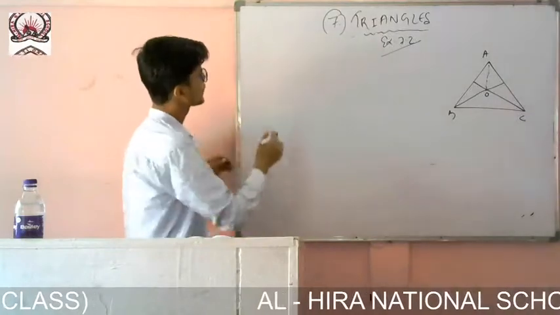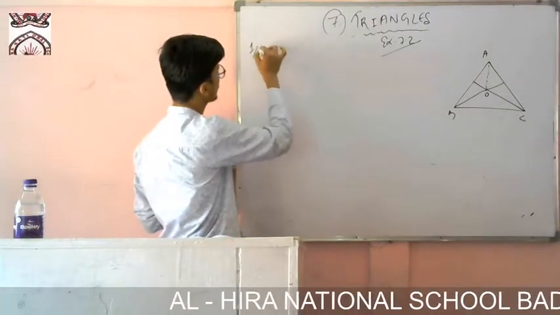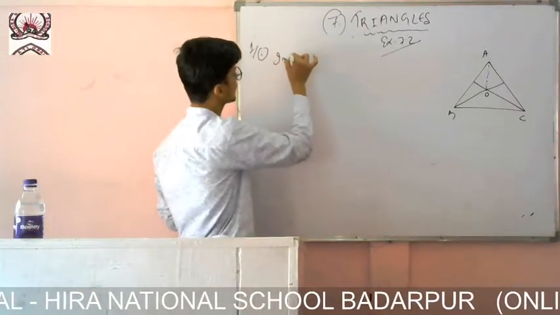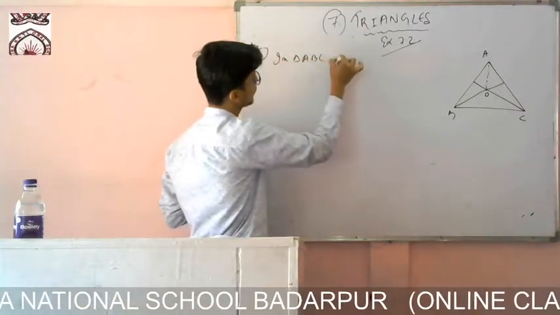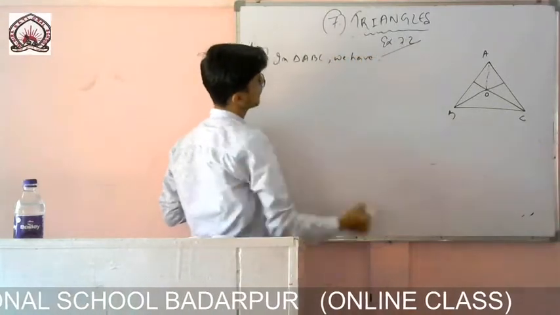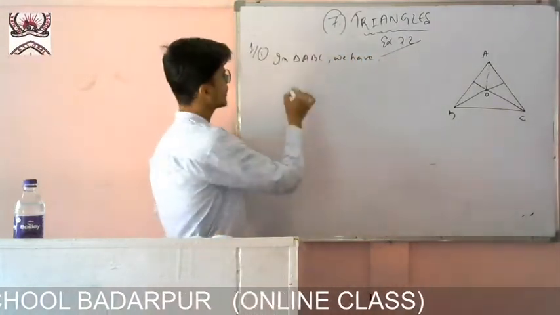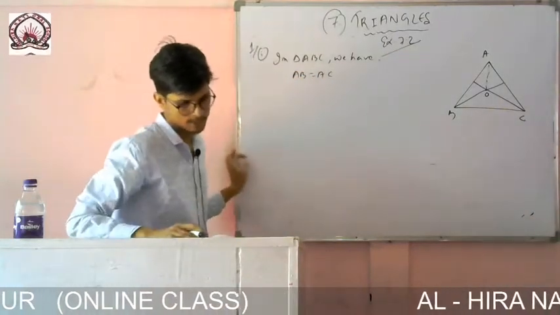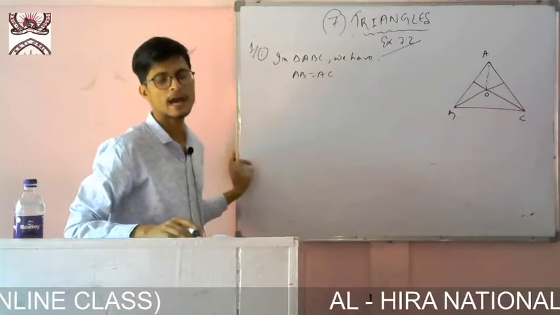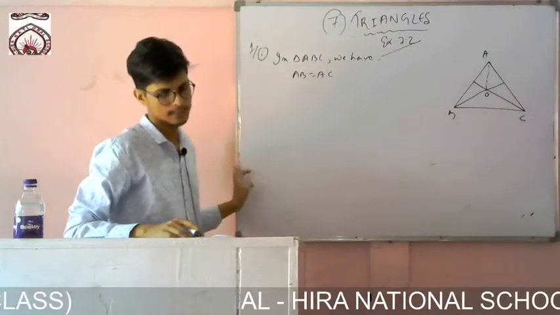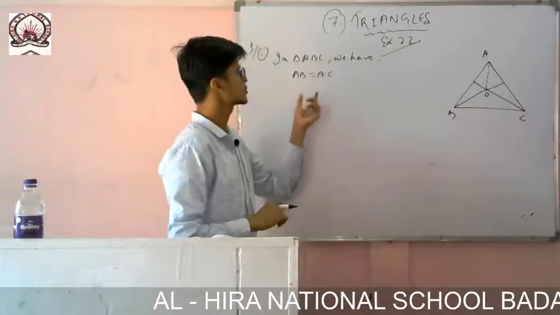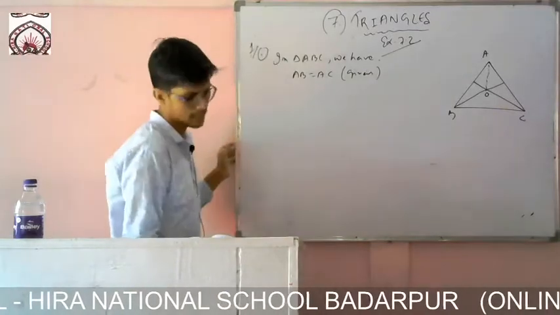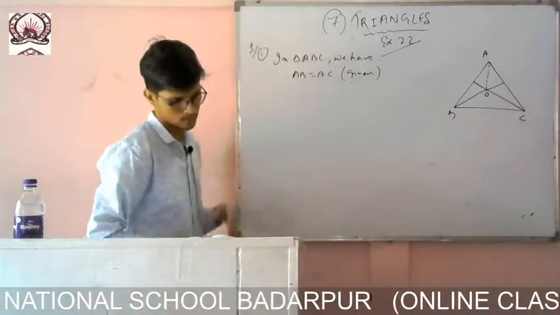So you see, question number 1, Roman number 1. What is given? First of all, let me write. In triangle ABC, we have AB equals to AC, because in the question it is given in an isosceles triangle, AB equals to AC. So it is given in the question. In triangle ABC, we have AB equals to AC.